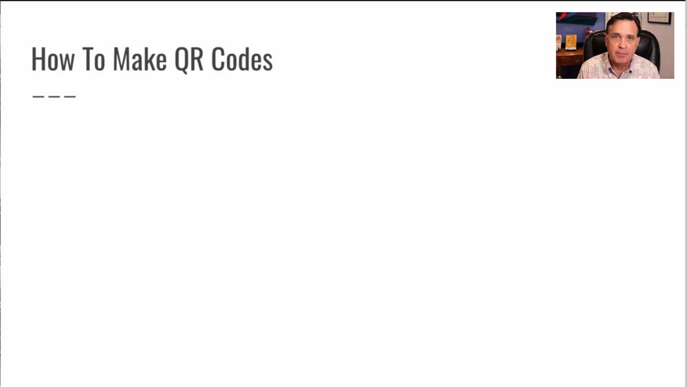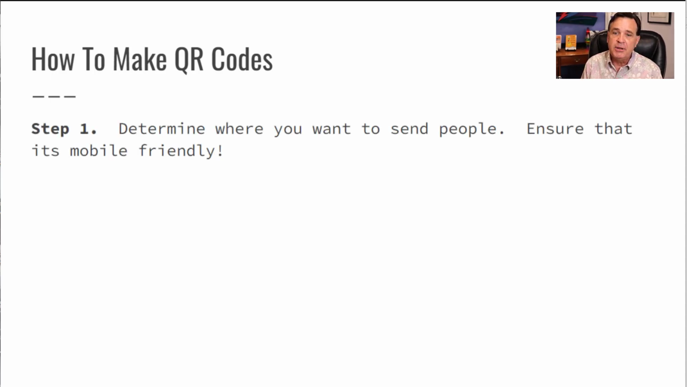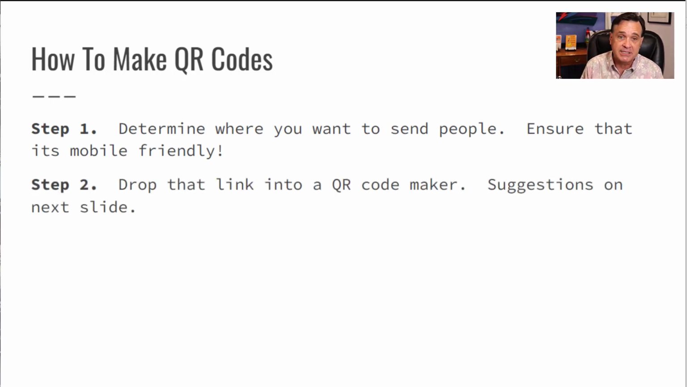Let's step you through the process. Step one, determine where you want to send people and ensure that wherever you're sending them, it's mobile friendly. Step two, you want to drop that link into some sort of a QR code maker. I'm going to have suggestions for you on the next slide.